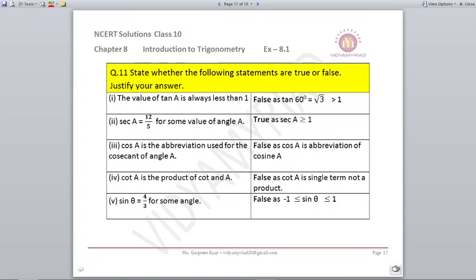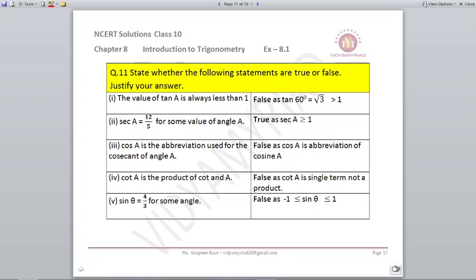In the next chapter, we will be learning about the various values of the ratios. Now, secant A is equal to 12 upon 5 for some value of angle A. It looks like true, yes, because secant A can be greater than or equal to 1.